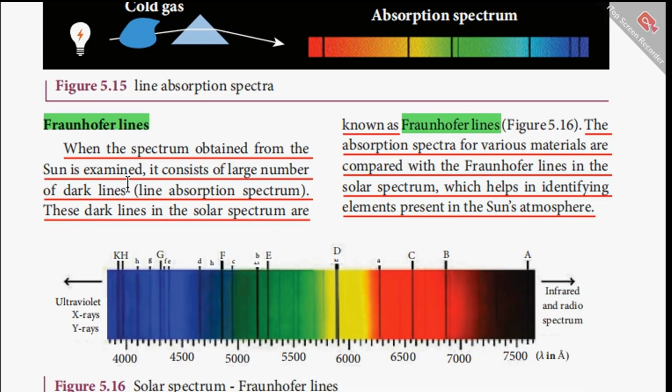Next, we will study Fraunhofer lines. What are Fraunhofer lines? These are the lines observed in the solar spectrum. Dark lines are observed in the case of a solar spectrum. How do we get this? When the spectrum obtained from the sun is examined, it consists of a large number of dark lines, which form a line absorption spectrum. These dark lines in the solar spectrum are known as Fraunhofer lines. So you should write this: what are Fraunhofer lines?